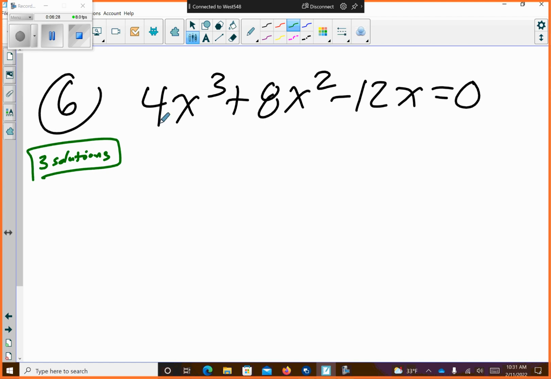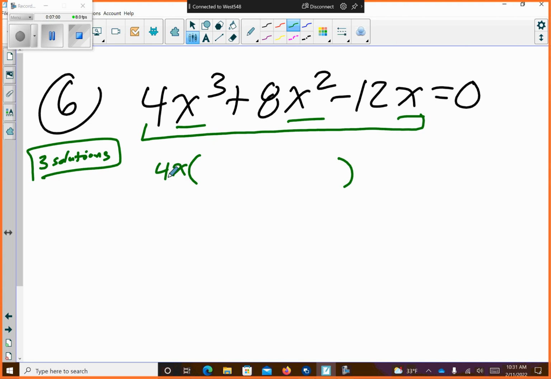All right, what I'm going to do before I start factoring it is look for a greatest common factor amongst 4x to the third, 8x squared, and negative 12x. So let's talk about the numbers first. What's the biggest number that I can take out of 4, 8, and 12? 4. 2 works, but 2's not the biggest. 4 is going to work. What's the maximum number of x's I can take out of each of my terms? A single x. All right?